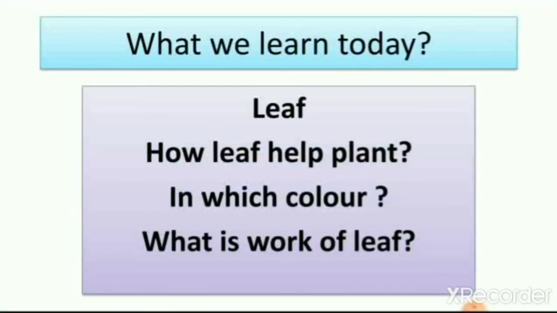Now what did we learn today? We learned about the leaf, how the leaf helps the plant, the colors of leaves, and what the work of the leaf is. All these things we learned in this lecture. So now let's see some different colors of leaves.